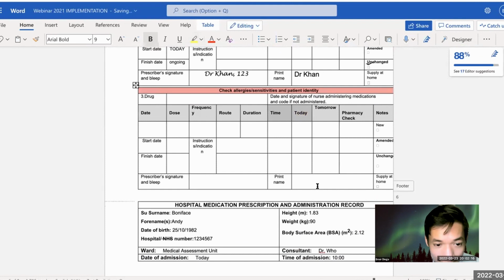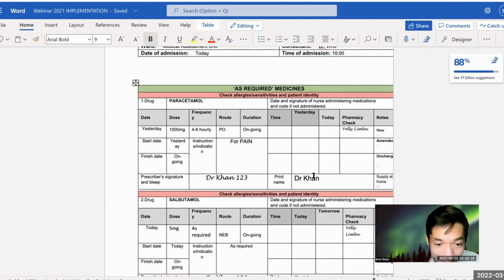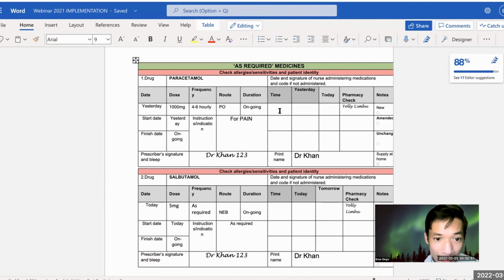Last but not the least, paracetamol. Please help me, guys. We said that it's not due yet. Are we omitting it, or are we writing anything on this section? The answer is no. What if, okay guys, what if it's due? How are you going to document here? So let's say paracetamol is due, nothing was given previously, or it's now time for you to administer the next dose. We can write the time, which is 1400s, and today you have to put your initial.